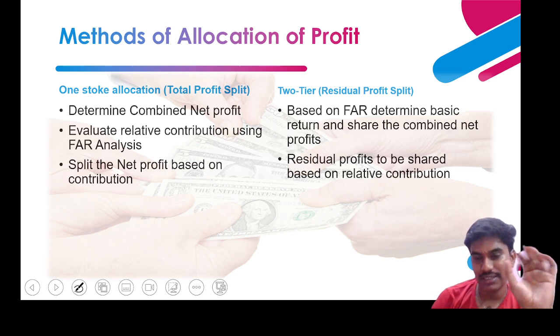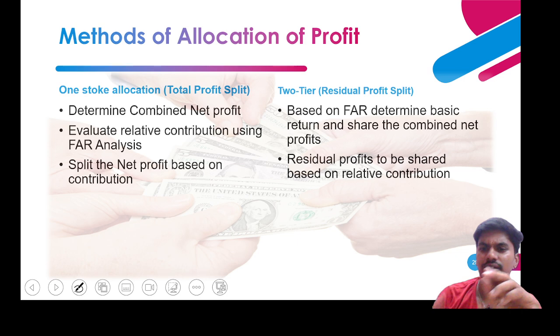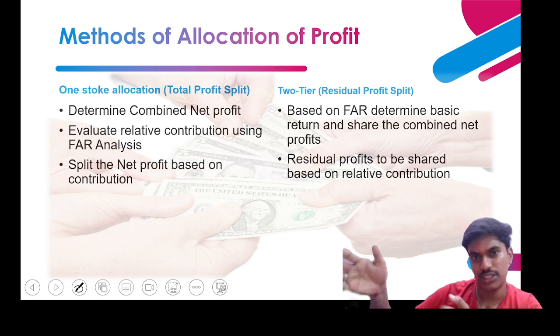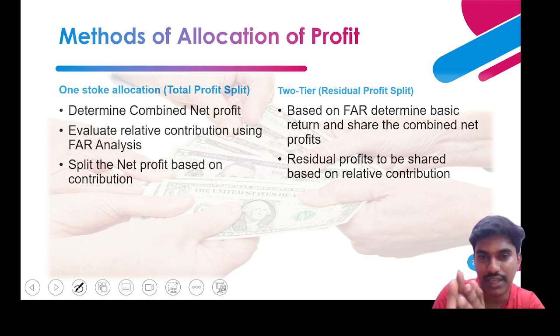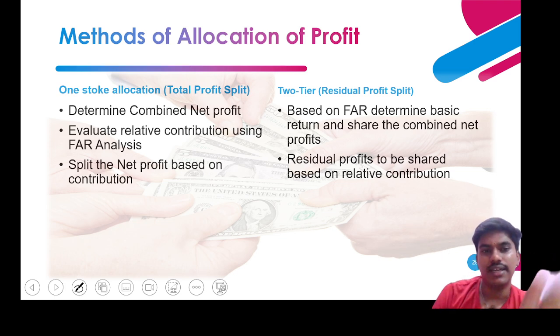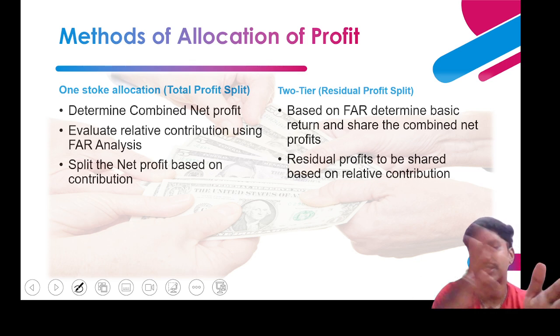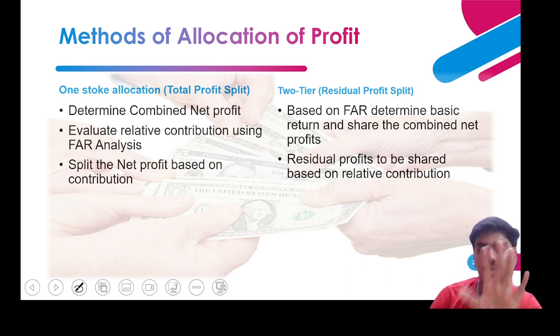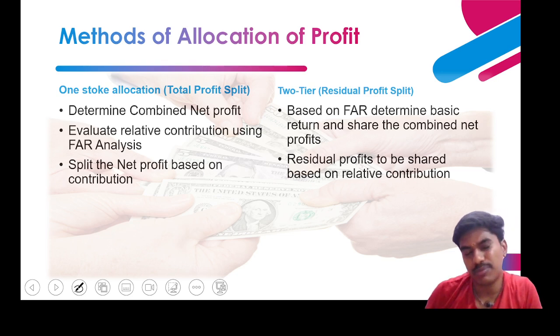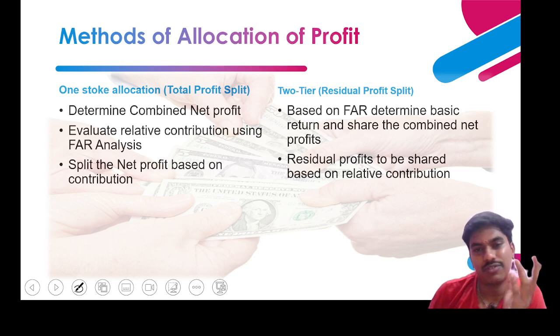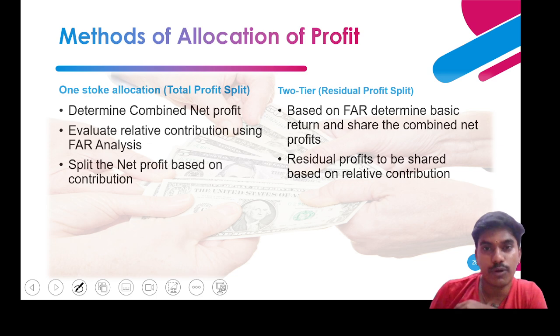After the basic return is given, the residual profits are split based on relative contribution. The relative contribution ratio, 6:5:5:6:3, is just for your example. So whatever is used in one-stroke allocation is to be used for residual profits. Okay. So this is the broad understanding of the methods of transfer pricing. I'm not getting deep into the other methods because they are used more in practice than in the exam, so I'm not touching much upon them.